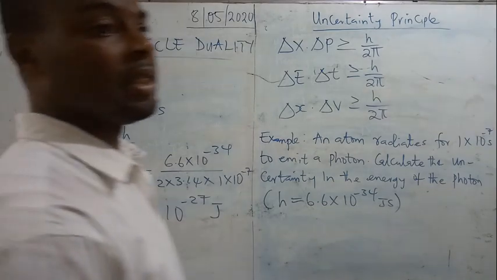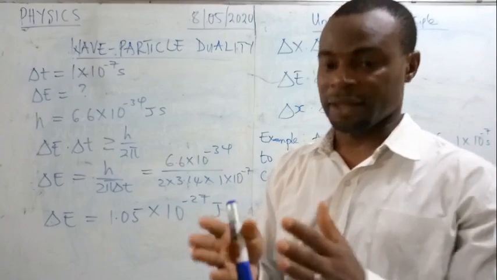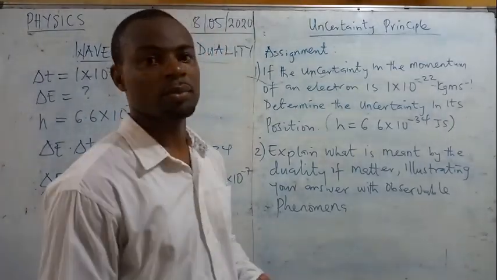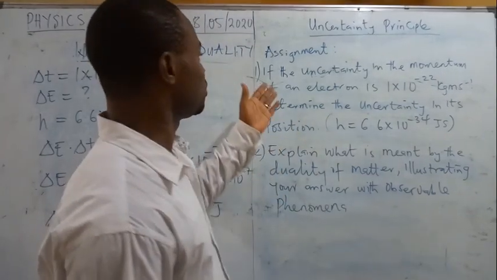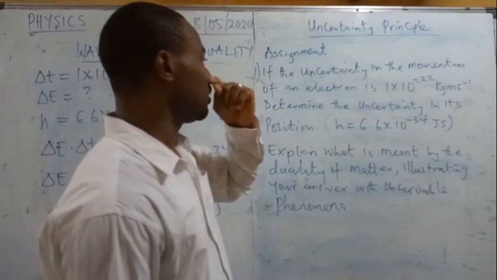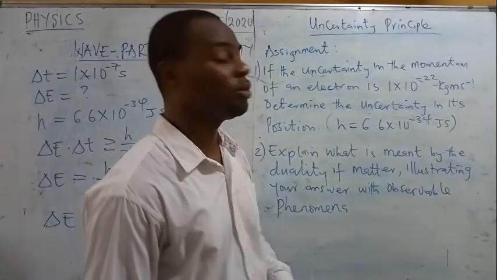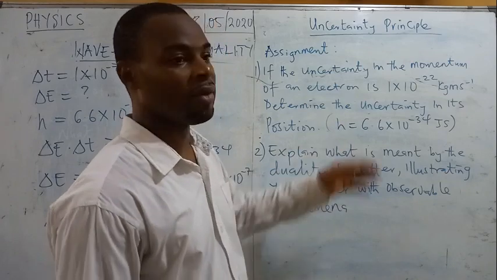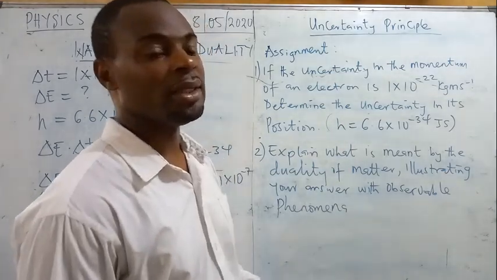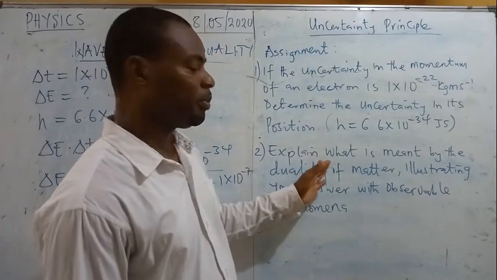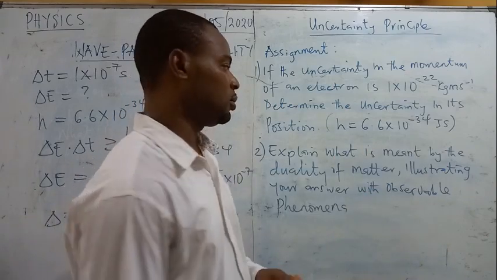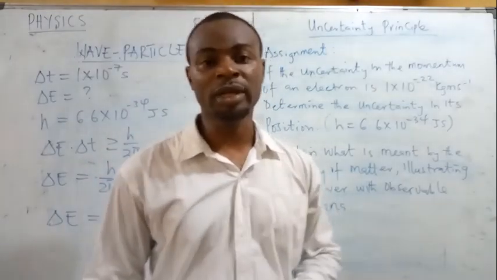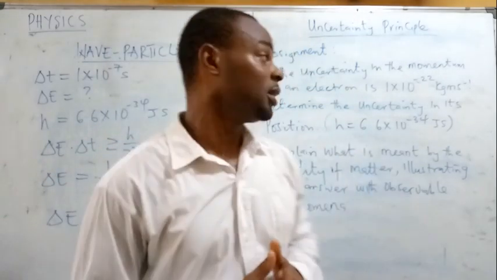Now, the next question, we are going to take it as an assignment, which you also solve and submit accordingly to your parents. The assignment goes this way. Question number 1: if the uncertainty in the momentum of an electron is 1 times 10 raised to the power minus 22 kilogram meter per second, determine the uncertainty in its position. And in bracket, we have our Planck's constant equal to 6.6 times 10 raised to the power minus 34 joules second. Question number 2: explain what is meant by the duality of matter, illustrating your answer with observable phenomena. This assignment should be done and submitted to your parents. In our next class, we'll look at the answer to this question.